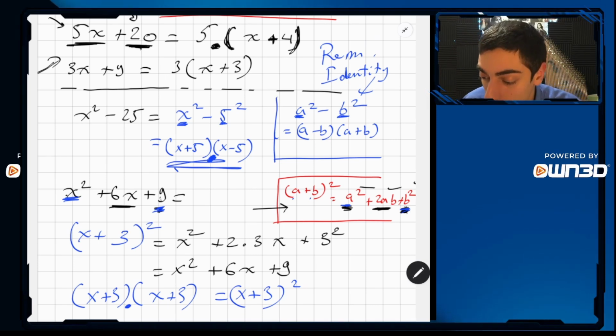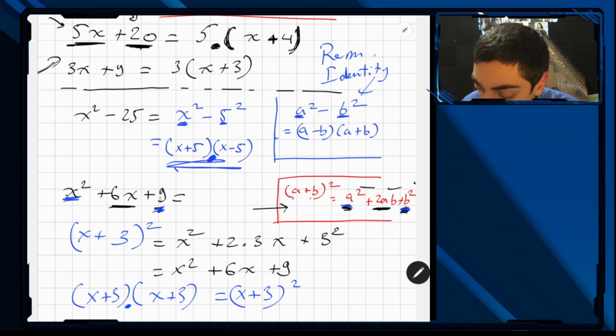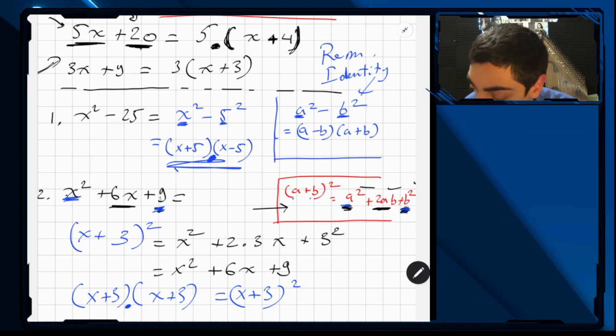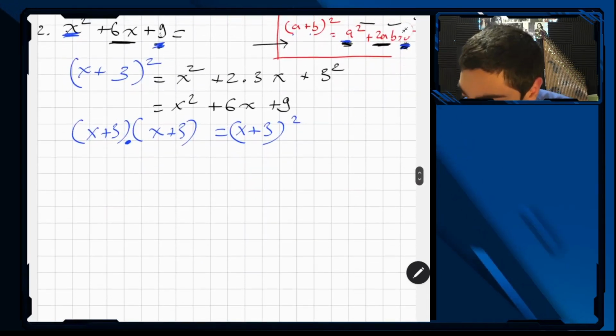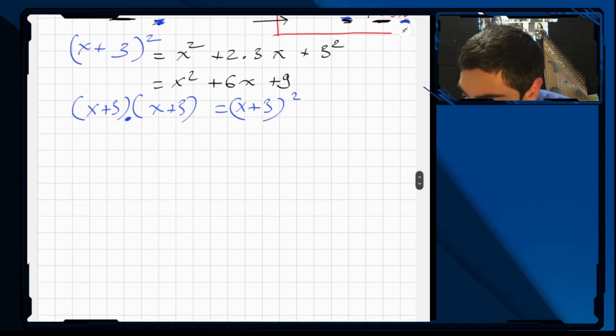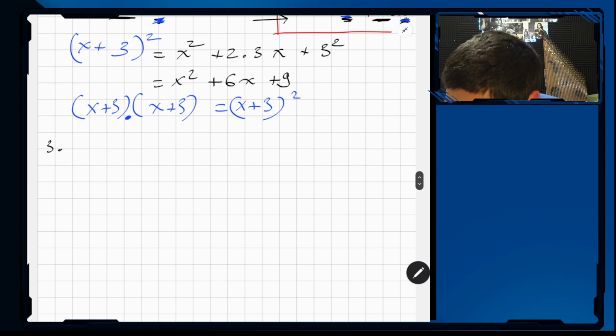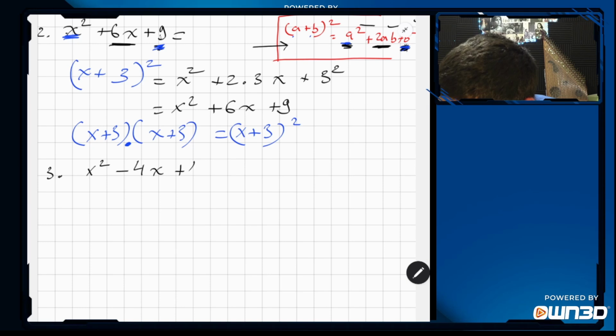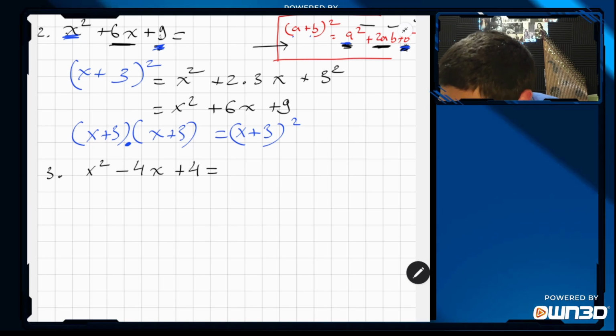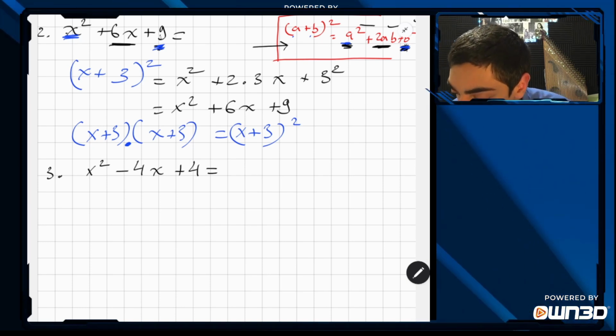Okay. So this is case number 1. And this is case number 2. There are 3 remarkable identities. Let's do the third one very quickly before we finish here. The third example. So this is x squared minus 4x plus 4 equals. And I need to factorize. I need to write in terms of factors.